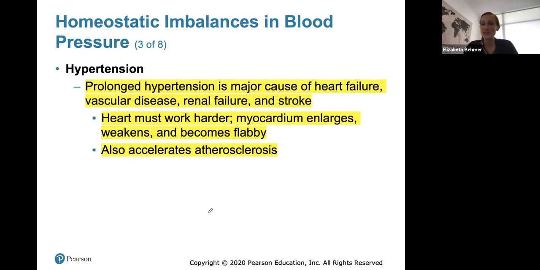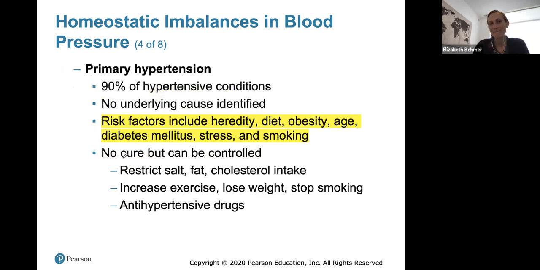Prolonged hypertension is usually the major cause of heart failure, vascular disease, renal failure, and stroke. So that's why if you know of someone with hypertension, they are mostly on blood pressure medication, because it will always lead to the heart having to work harder because there's high blood pressure. So the heart has to push out more blood to get it to where it's supposed to be. The myocardium will enlarge because it's working harder. It will weaken and become flabby. It also accelerates atherosclerosis, which is the buildup of plaque in your blood vessels.